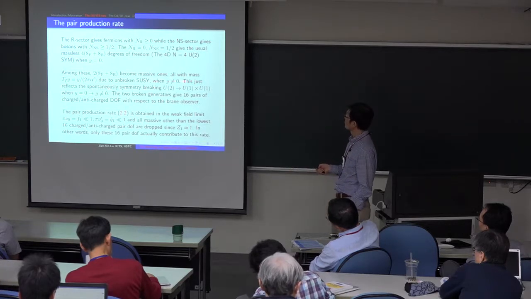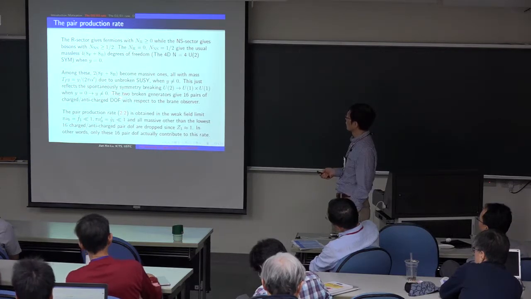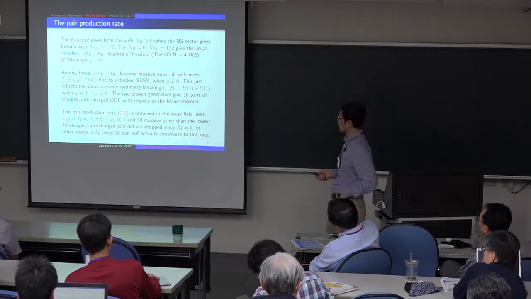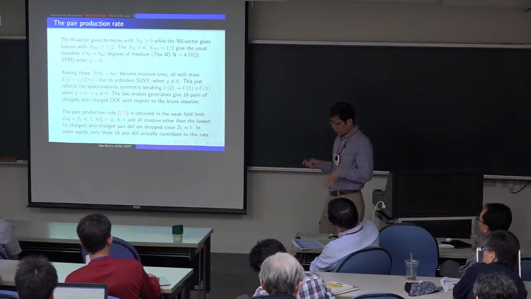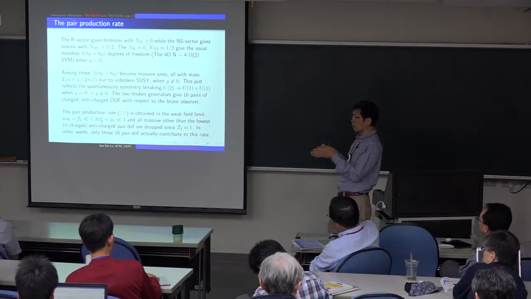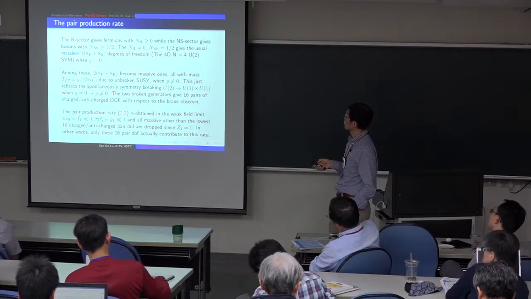This is just from the field theory point of view, reflecting the spontaneous symmetry breaking from zero to non-zero separation. The two broken generators give 16 pairs of charged degrees of freedom with respect to the brane. We know that if we live on the brane, we can only see the two ends of the open string, which just appear as massive charged particles.